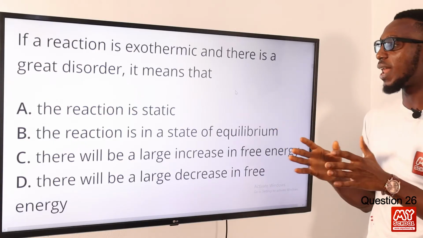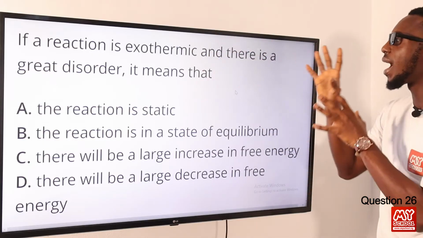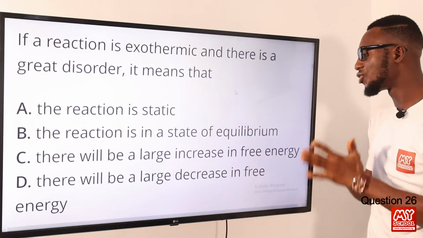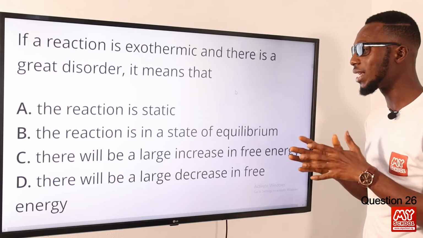So of course we are talking about the context of the question here. If a reaction is exothermic and there is a great disorder, it means that there will be a large decrease in free energy so that the reaction can be spontaneous. So option D is the correct option.